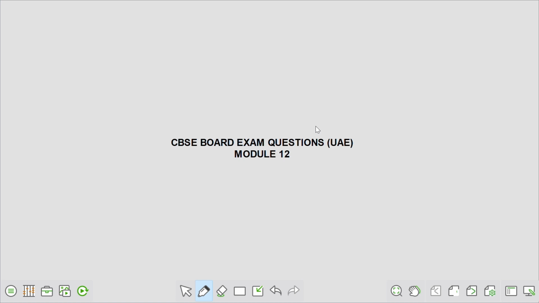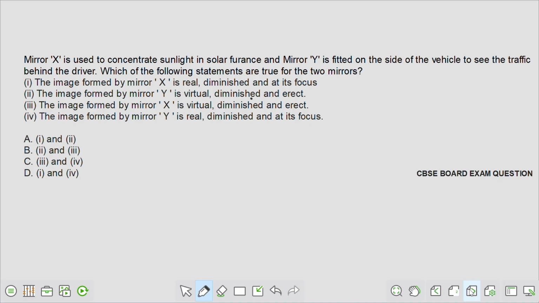So today we are going to discuss some important questions that came for CBSE board exams in UAE. So let's begin. We are going to start with the first question here. Let us understand the question first. Mirror X is used to concentrate sunlight in a solar furnace and mirror Y is fitted on the side of the vehicle to see the traffic behind the driver. Which of the following statements are true for the two mirrors?